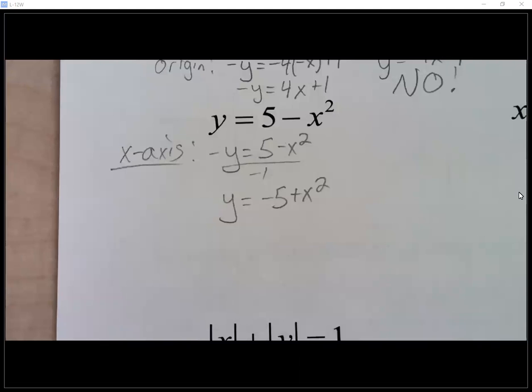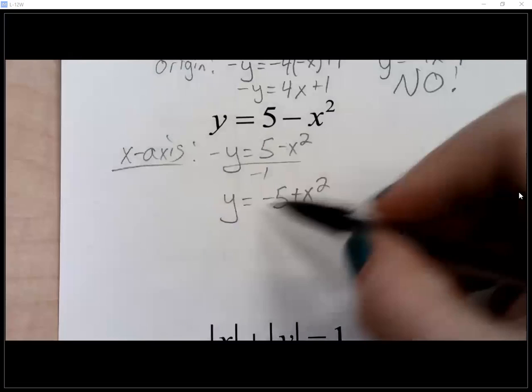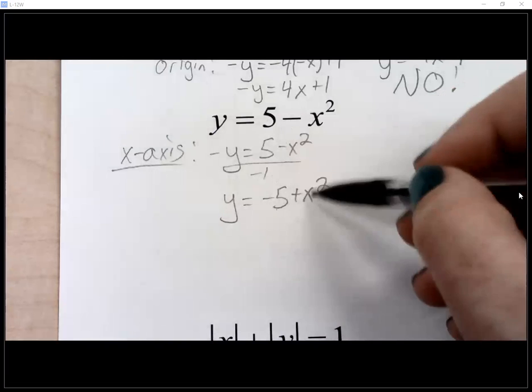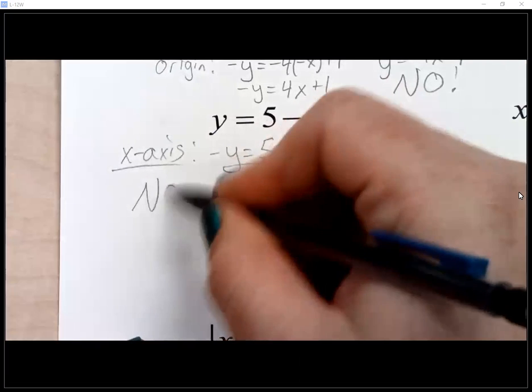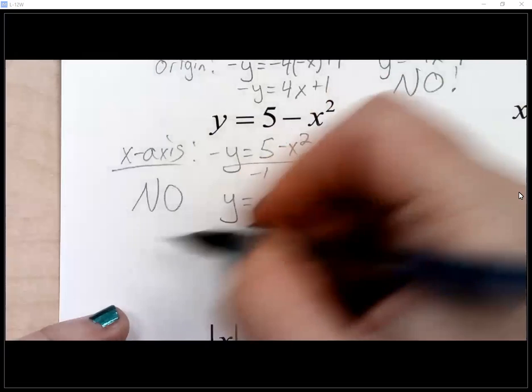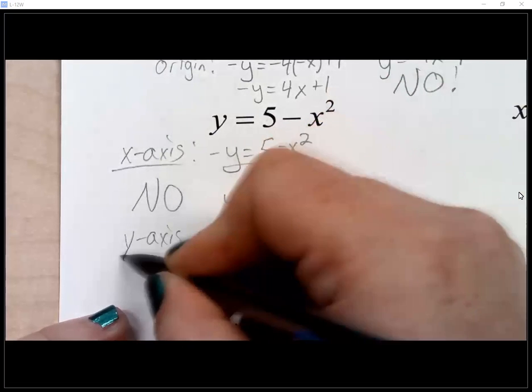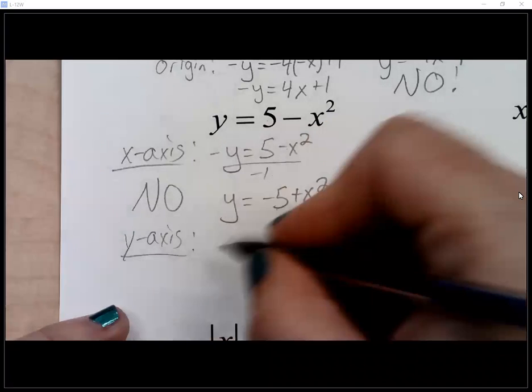So, do we have x-axis symmetry? No, I'm close, but it's not. Nope, the signs are off. Right? I have a negative 5 and a positive. So yeah, nope. I do not have x-axis symmetry. Let's try for y-axis. Something's got to work at some point. Try it.